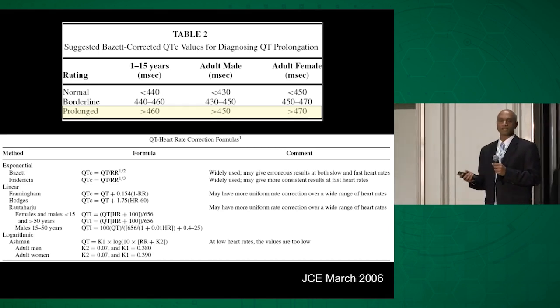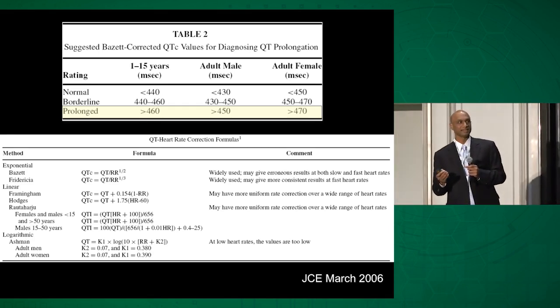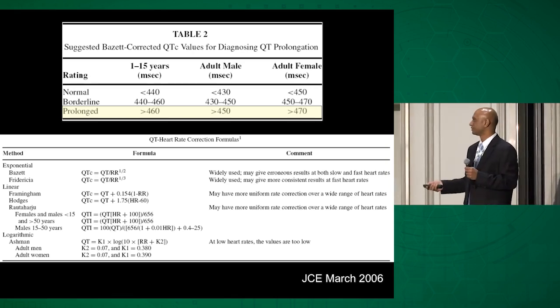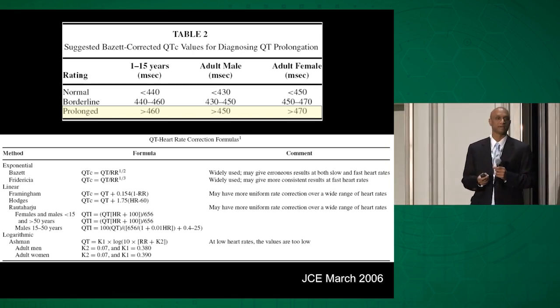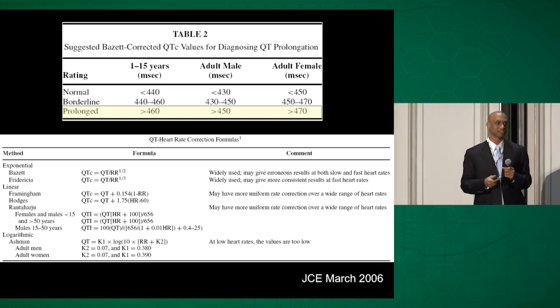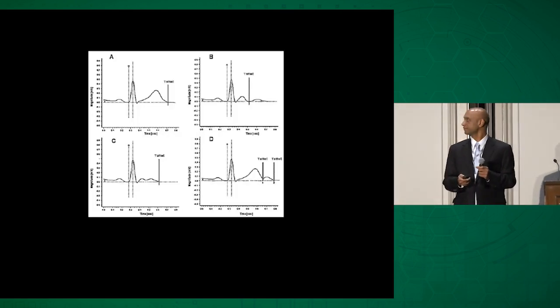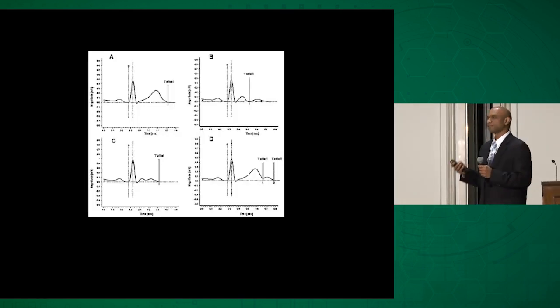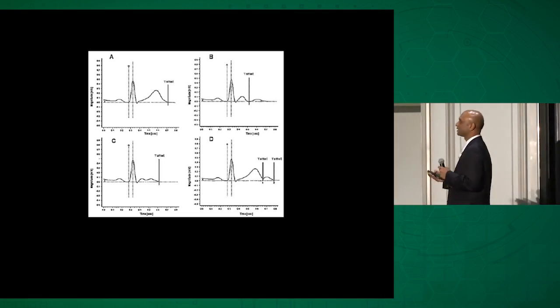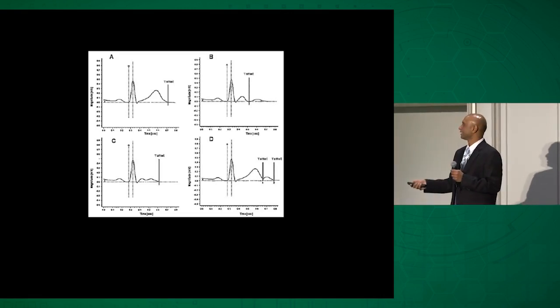The normal value of QT interval also varies with the heart rate. There are various correction formulas that are used that are shown here. The most common one that we use clinically is the Bazett's correction. We also have to know how to calculate the QT interval appropriately. In a complex like this, it's very easy.